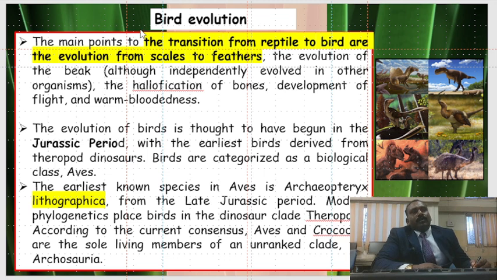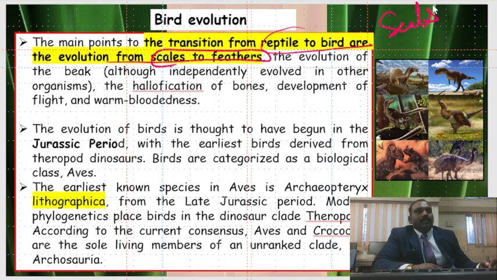The third component of the evolution is the birds' evolution. The main points in the transition from the reptiles to the birds are the evolution of the scales and the feathers. Scales and scutes for the reptiles, whereas scales and feathers for the birds.